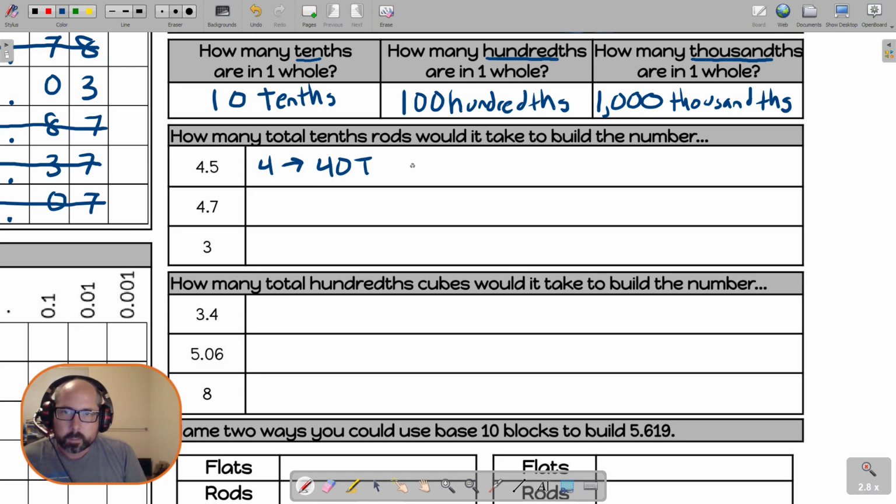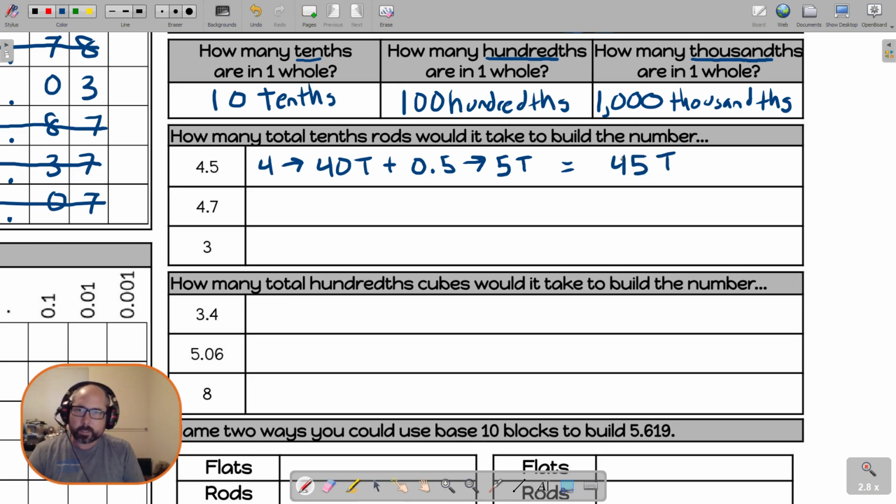Okay, and then, well, this says it in its name, right? 5 tenths would be 5 tenths. Okay, so if I combine all that together, then that would give me 45 tenths.